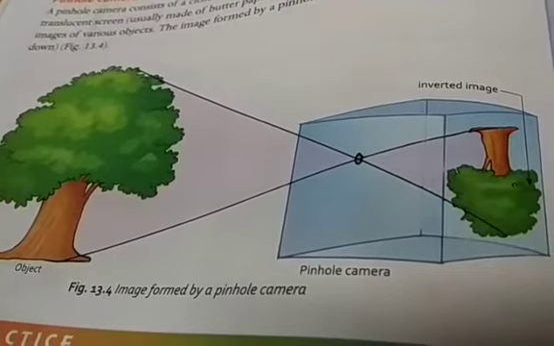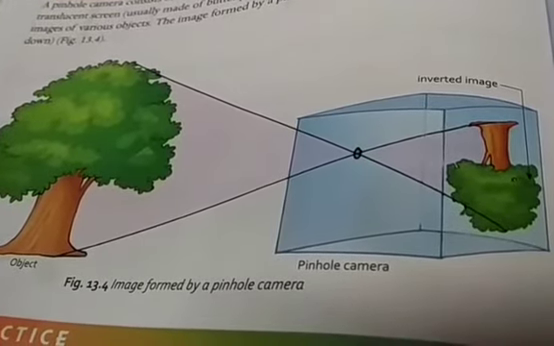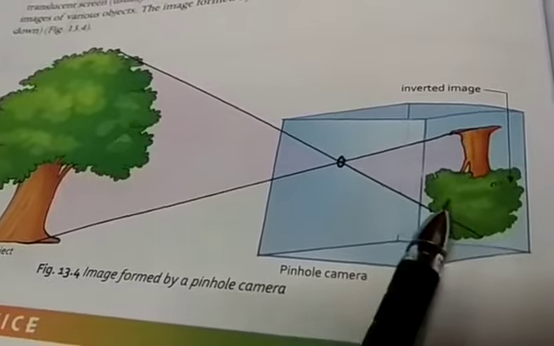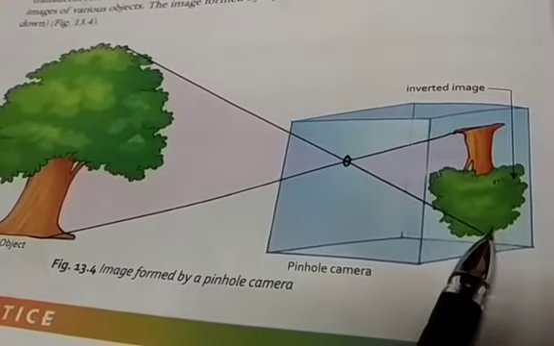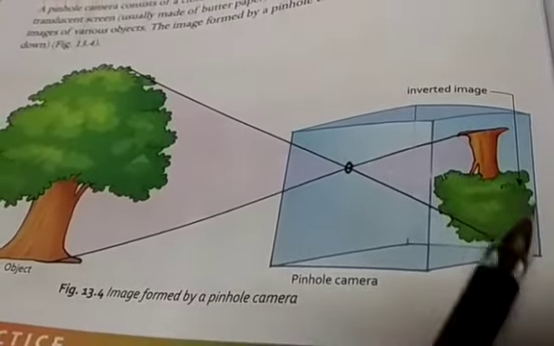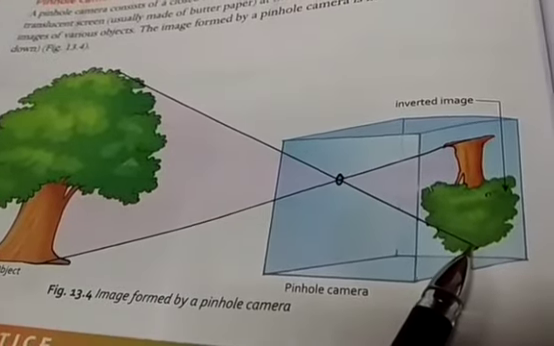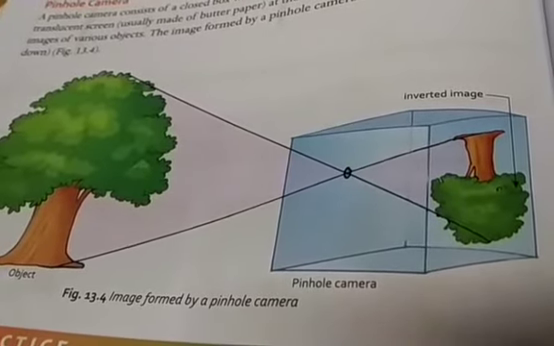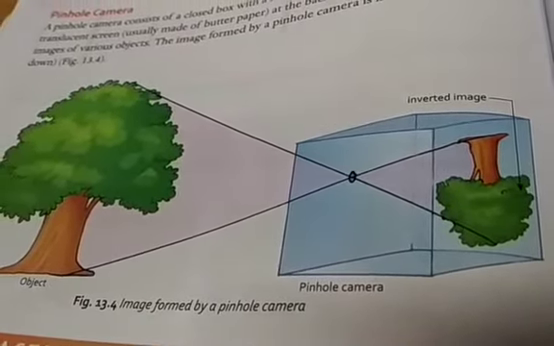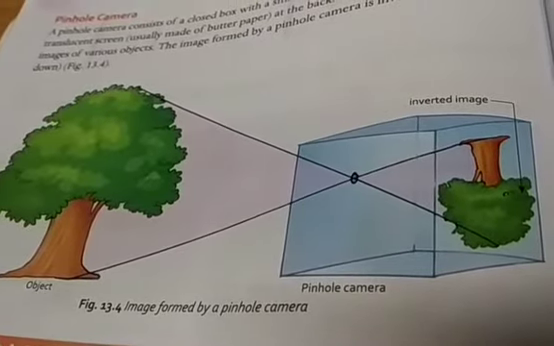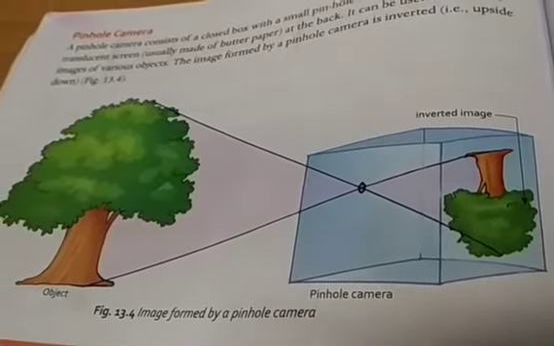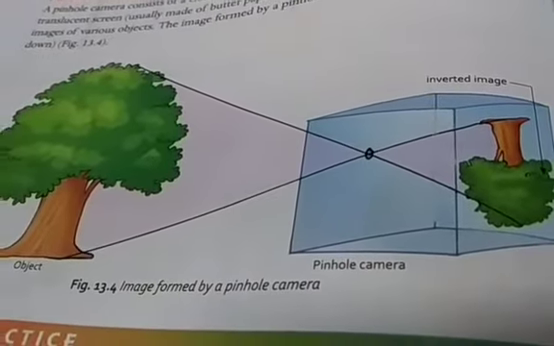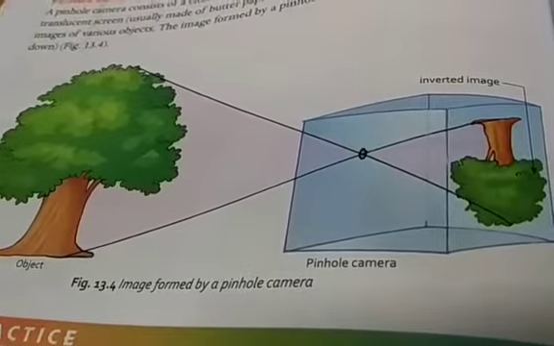The image formed by a pinhole camera is inverted. Inverted means upside down. You can see here, this is the inverted image which is formed of the tree. Inverted means exactly the opposite way. In the pinhole camera you can see this. From this light reflection, there are many things which they have made. For example, your camera and the projectors, everything is made on this principle.